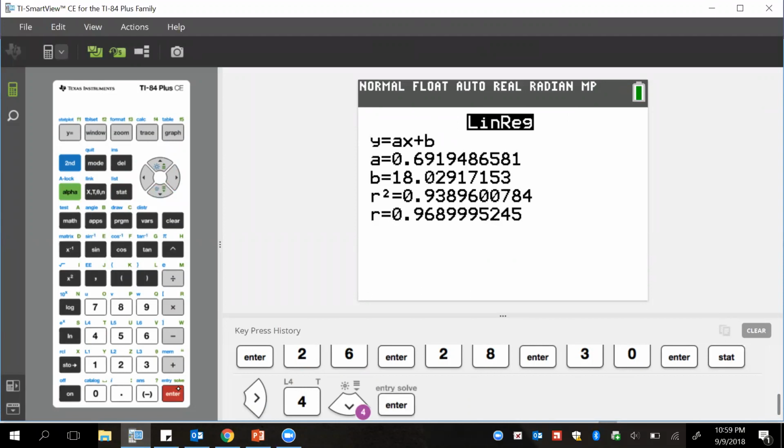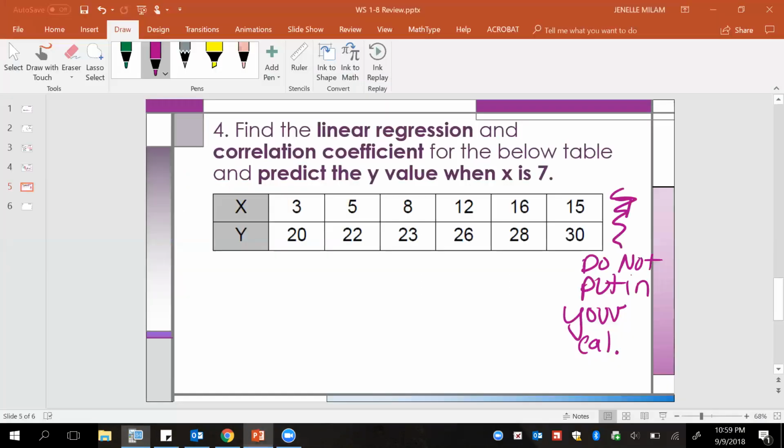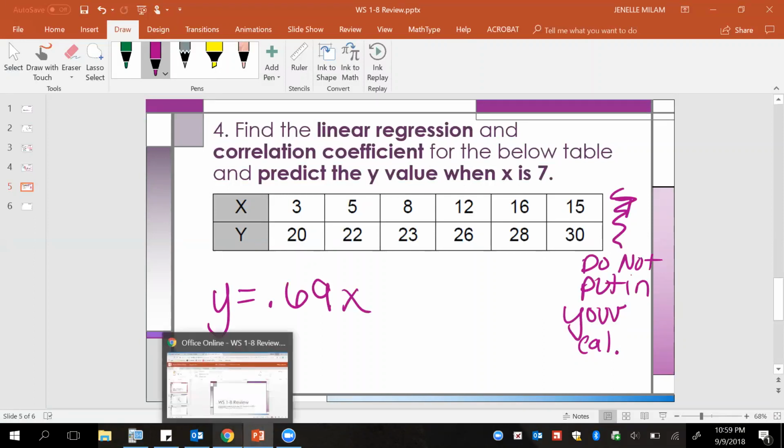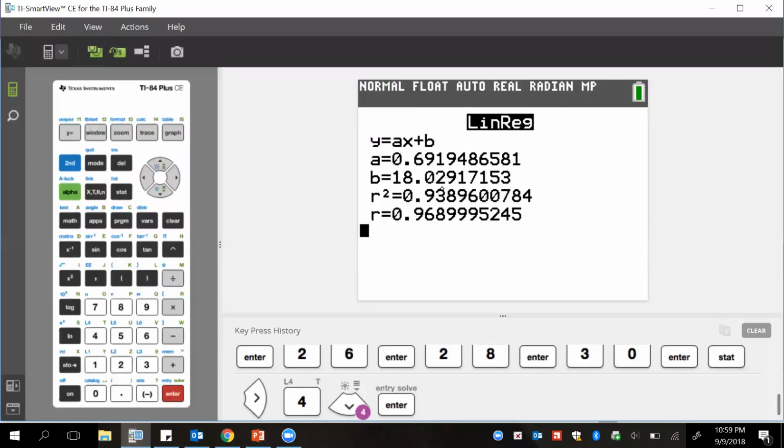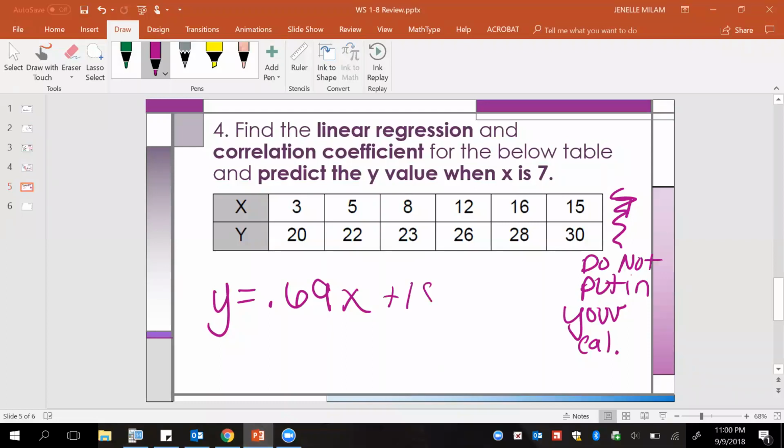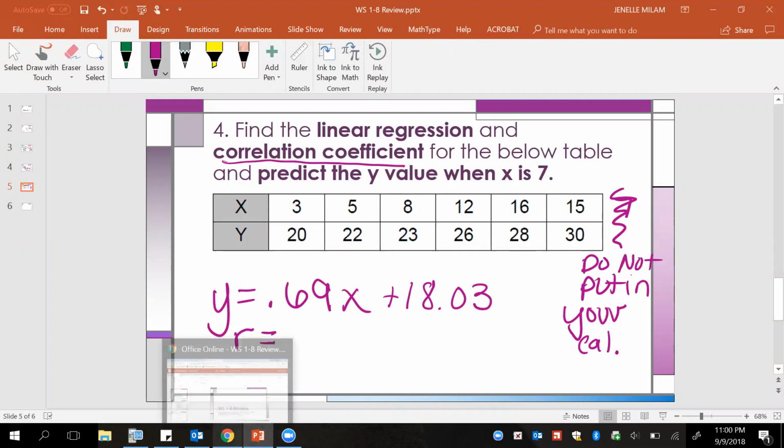All right, so for the equation, we round to the nearest hundredths. That's 2 decimal places. So my A value, I'm going to look at the 1. The 1 is smaller than 5, so this 9 is going to stay a 9. So this is going to be y equals 0.69x. And then I'm going to go back and get my B value. My B value, I've got a 9. That's bigger than 5, so this 2 becomes a 3. So plus 18.03.